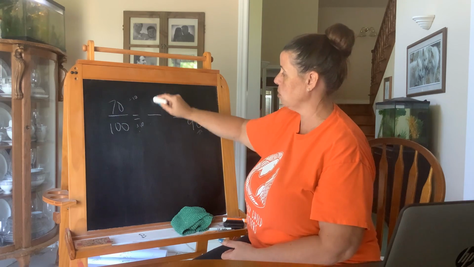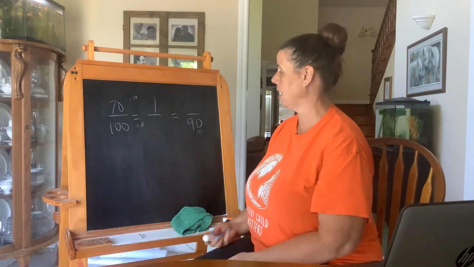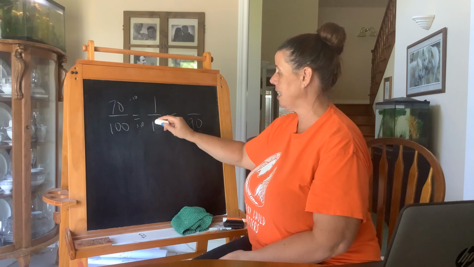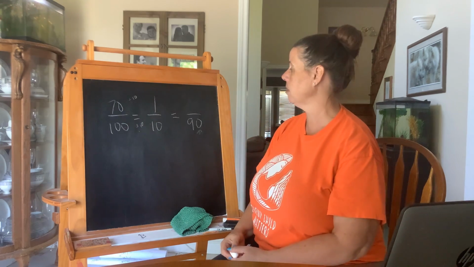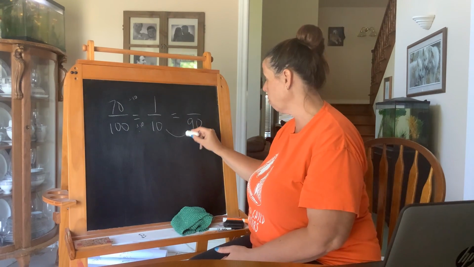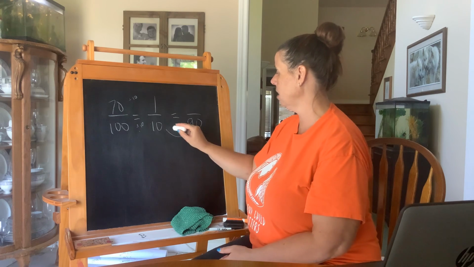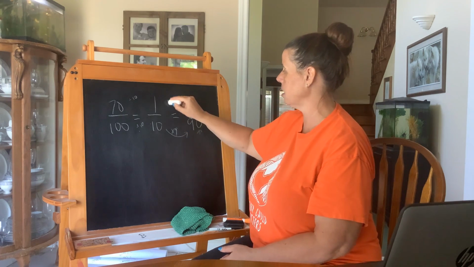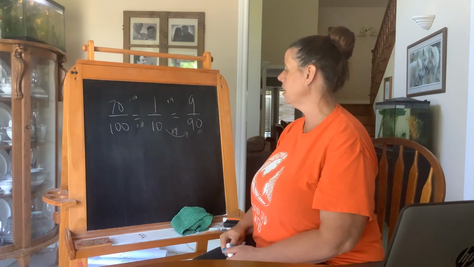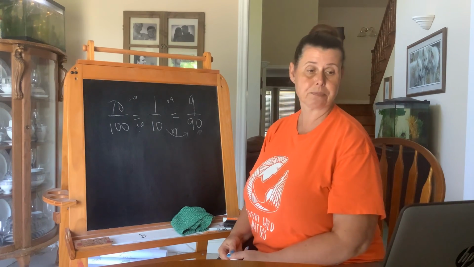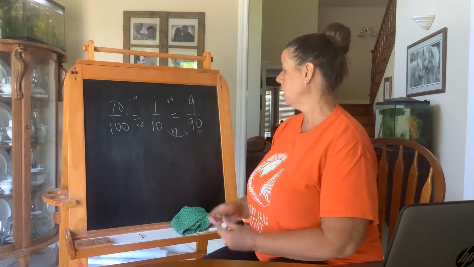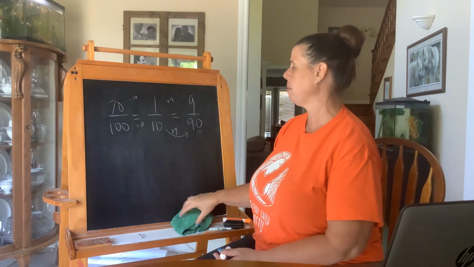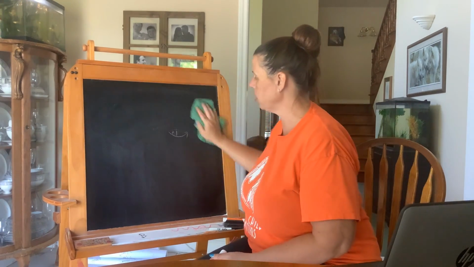10 divided by 10 is 1. 1 10th makes 10. 10 divided by 100 is 10, because 10 hundredths make 100. And now, can I go from 10 to 90? Absolutely. Times 9, times 9, 9 90ths. Okay? All right. I feel like maybe I should show you one more of those where we're reducing.